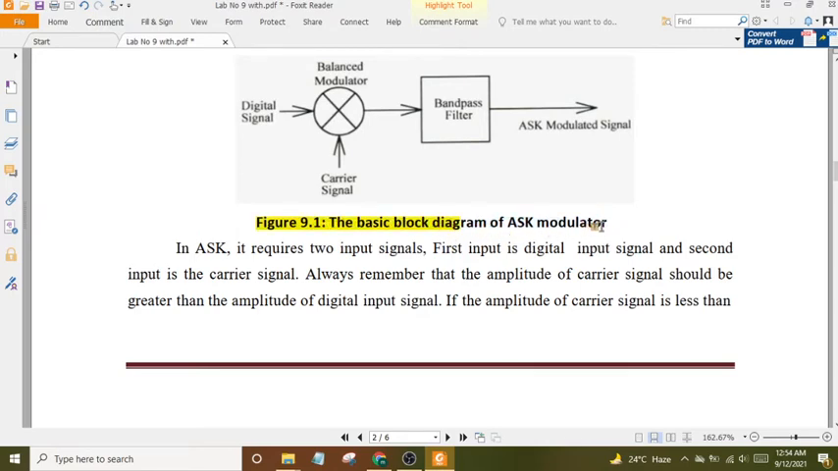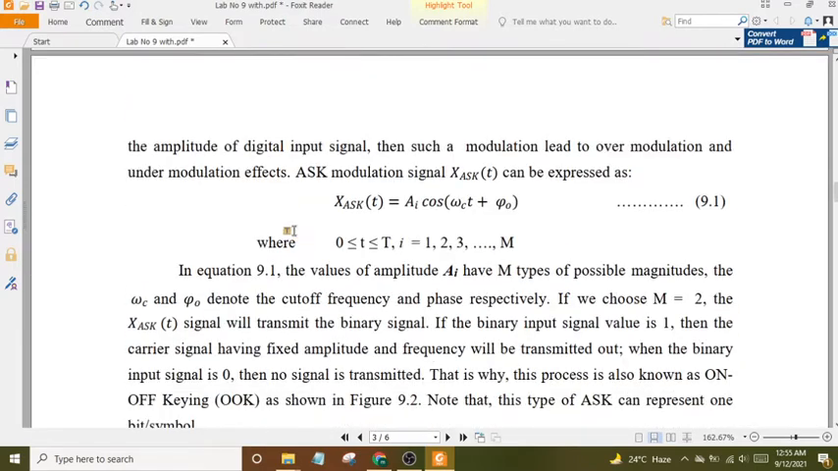BASK requires two input signals: first, the digital input signal, and second, the carrier signal. Always remember that the amplitude of the carrier signal should be greater than the amplitude of the digital input signal. If the amplitude of the carrier signal is less than the amplitude of the digital input signal, then such a modulation leads to overmodulation and undermodulation effects.